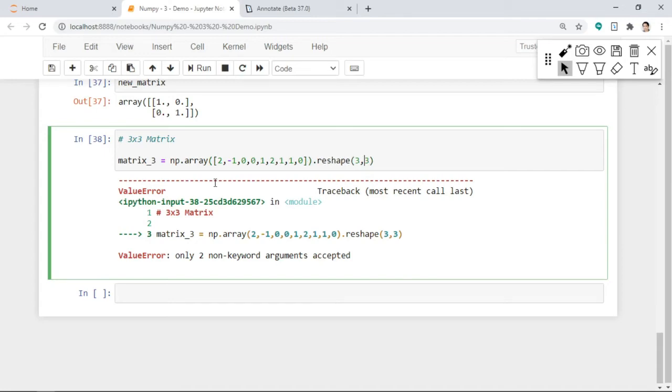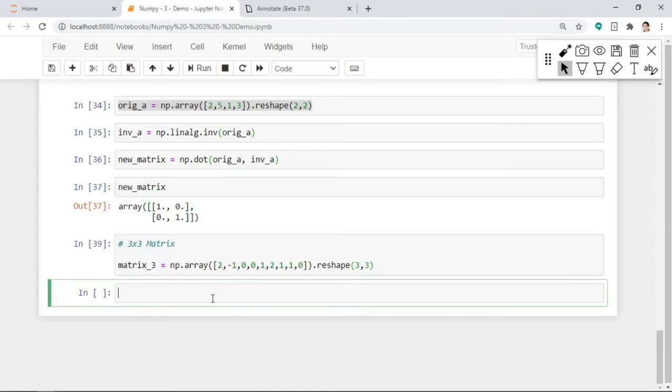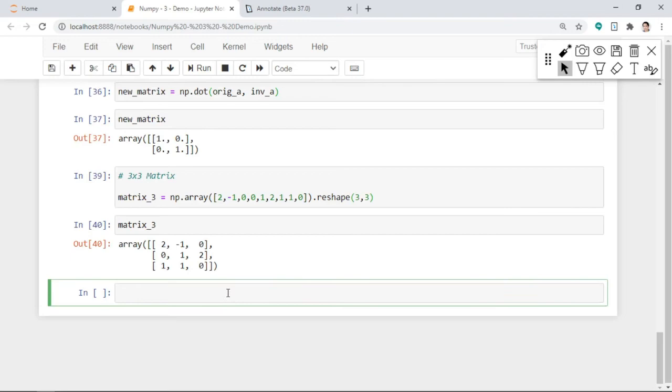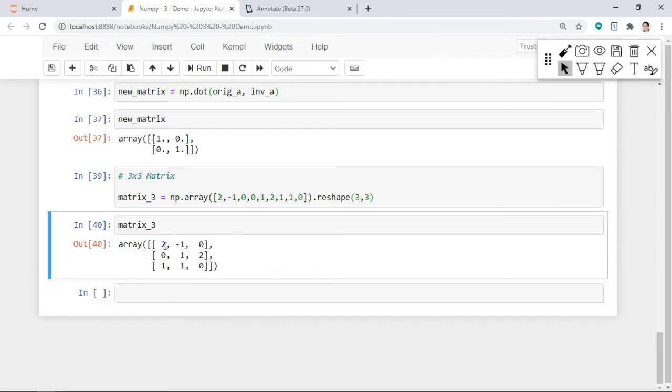Okay. So again, let us execute again. So 3 by 3. So this one is our matrix 3. So this one, we will find here the inverse of this one: 2, negative 1, 0, 0, 1, 2, 1, 1, 1. 1, 1, 0, I mean.